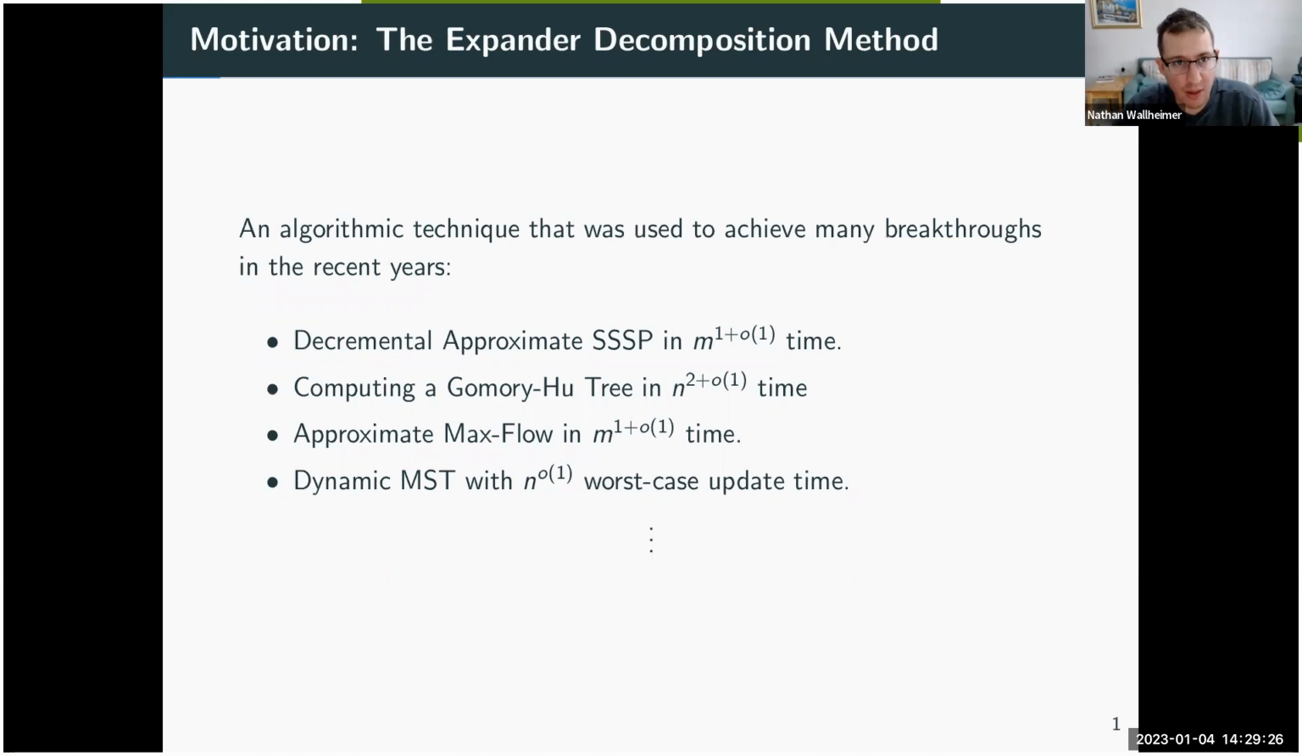Our motivation is something called the expander decomposition method. It's an algorithmic technique that was used to achieve many breakthroughs in recent years. For example, decremental approximate SSSP, computing a Gomory-Hu tree, approximate max flow, and dynamic minimum spanning tree. This technique was so strong that it managed to reduce large polynomial factors from what were the best upper bounds.